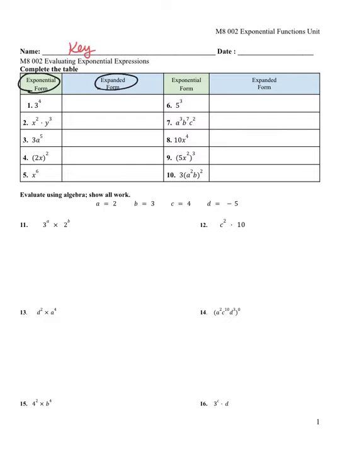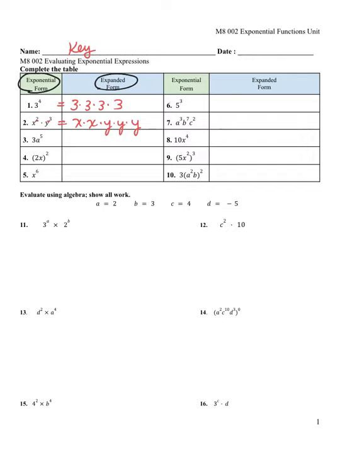So on the table up here, it says evaluating exponential expressions. Complete the table. Exponential form is when you write it in shorthand using the exponents. When you expand it out, you are saying, what does 3 to the 4th mean? It means 3 times 3 times 3. The same holds true when you have variables. X times y times y times y: 2 x's and 3 y's.